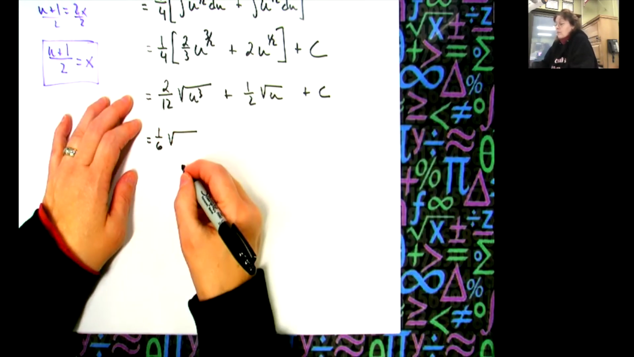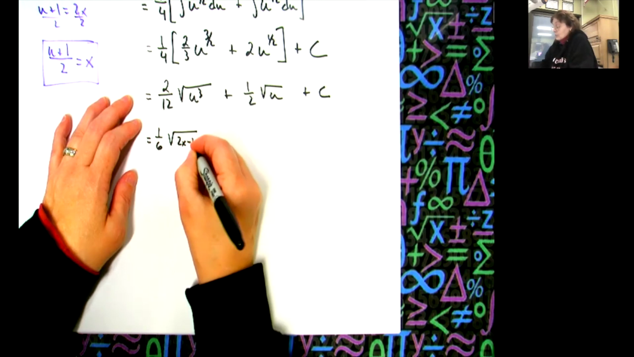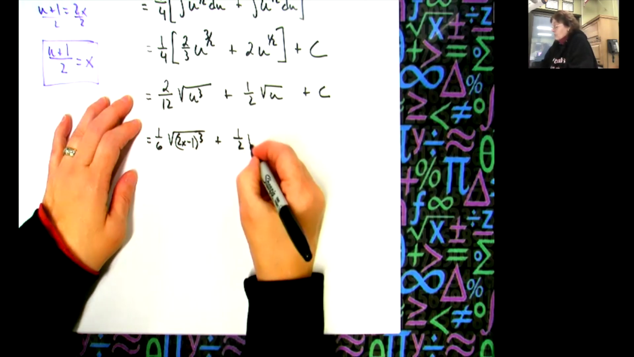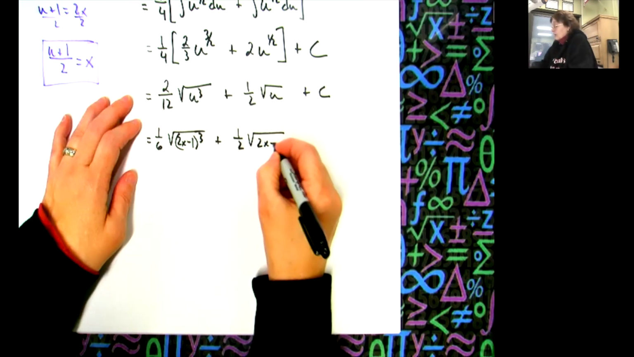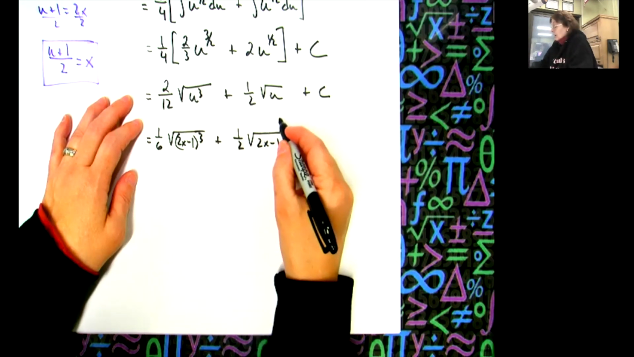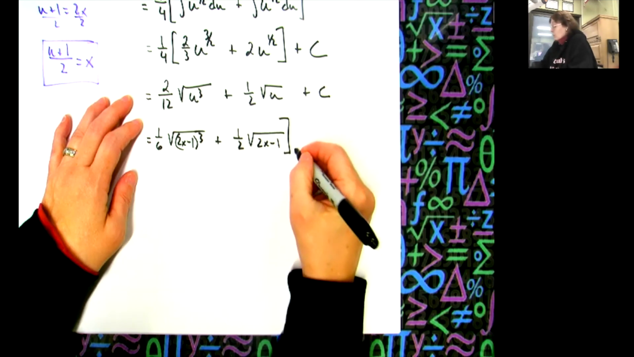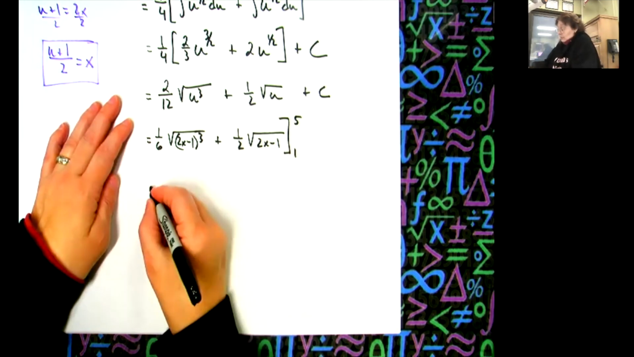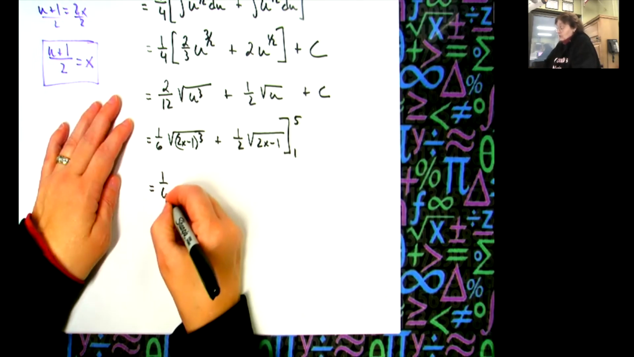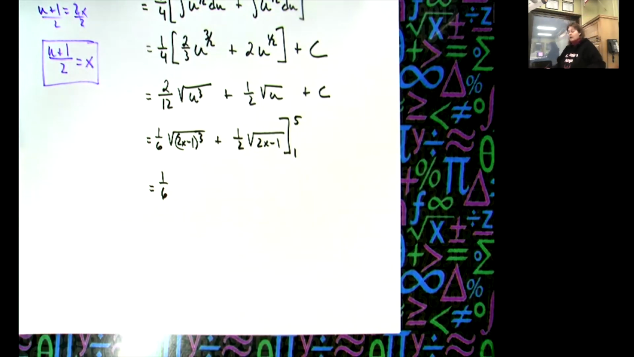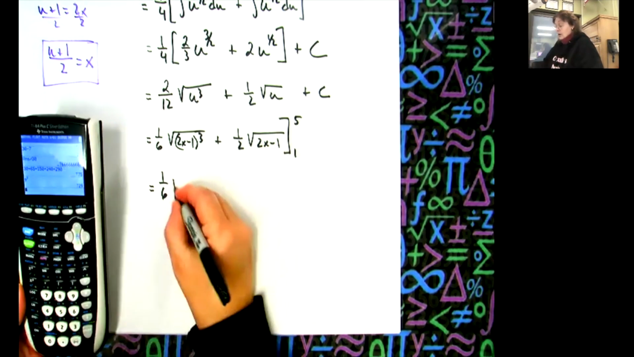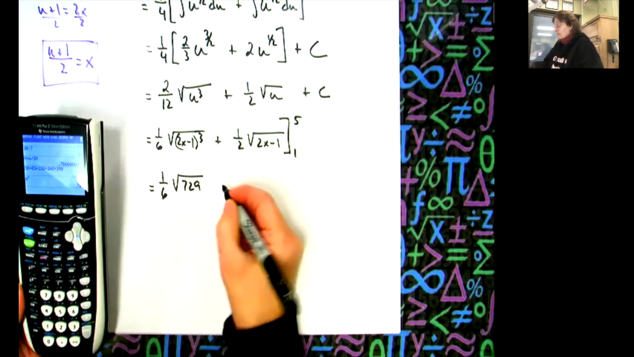The square root of my u is 2x minus 1 to the 3rd power plus a 1/2 square root of 2x minus 1. Now I can put the 1 and 5 back in. And then at this point, we are going to grab a calculator. 1/6. Plugging 5 back in, I'll have 10. 10 minus 1 is going to be 9. 9 raised to the 3rd power is going to be 729.